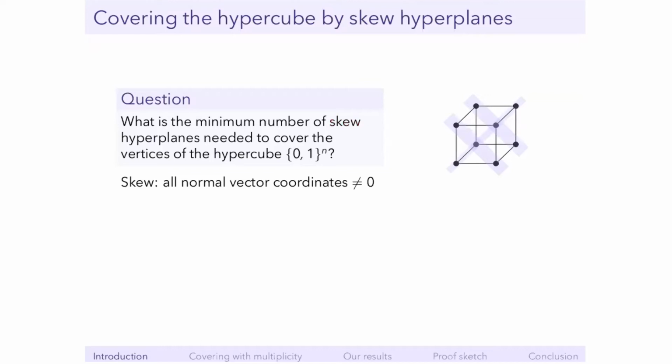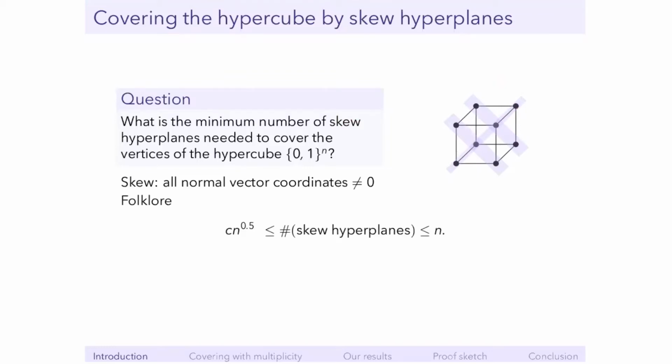It's pretty easy to come up with a way of doing it with n hyperplanes. So here I've done it with 3 in 3 dimensions. So I can take these, in this case, 2 hyperplanes. This is the sum of the coordinates equals 1. This is the sum of the coordinates equals 2. By doing this, I cover every vertex except for these 2 vertices. And then there's a bunch of different skew hyperplanes I could take between these 2 vertices. So yeah, you can see that you can do it with n.